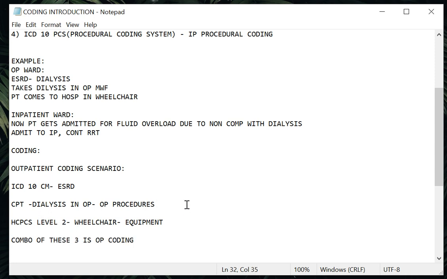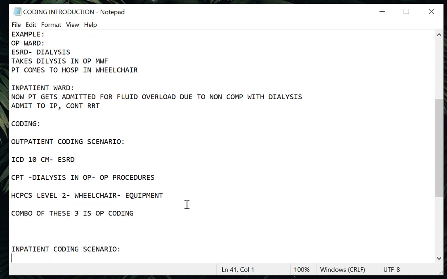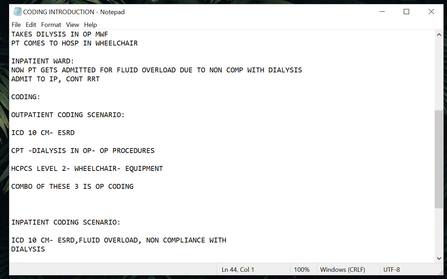Now the next one is the inpatient coding scenario. For that, let us see the question first. In the inpatient ward, the same patient, after a month, is getting admitted to an inpatient ward.